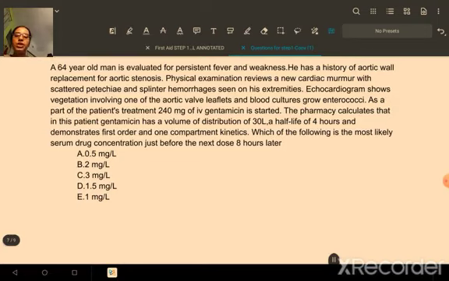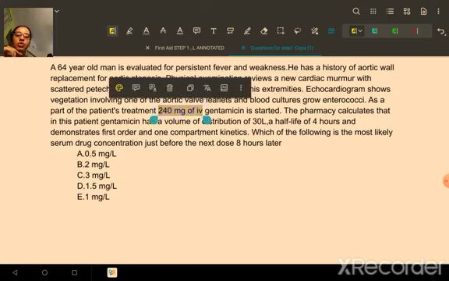Echocardiogram shows vegetation on one of the aortic valve leaflets and blood cultures grow enterococci. Till now, it is quite evident that the patient has infective endocarditis. So, as a part of the patient's treatment, 240 mg of IV gentamicin is started. The pharmacy calculates the pharmacokinetics, and they have given us the dosage of the drug, 240 mg IV.